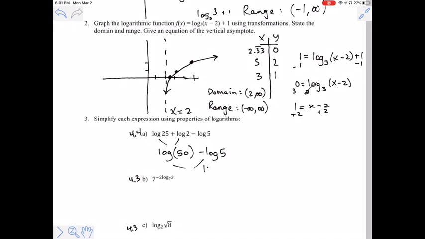Now if we continue to condense, now that there's a minus sign, we use the quotient rule. Quotient rule says you divide what's inside. Log, and remember, if it's common log, the base is base 10. Log base 10 of 10 is equal to 1.